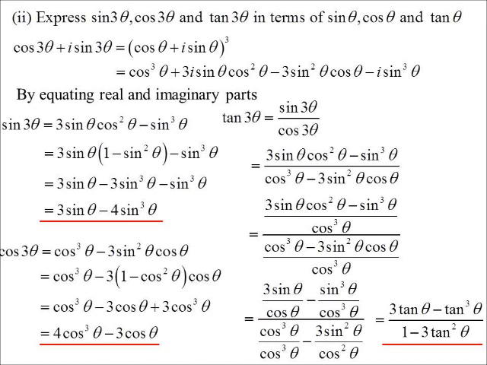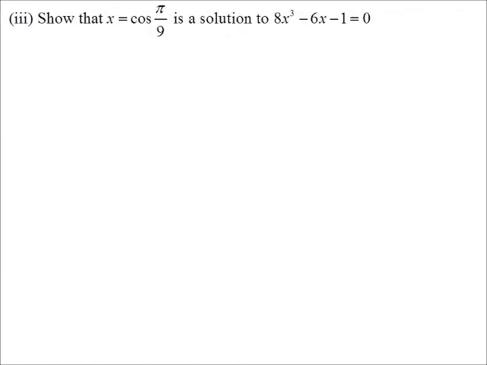Now, we could keep going and do power of 4 and 5, but the idea is basically the same. Okay, another type of question. We're going to show that this is one of the solutions to 8x cubed minus 6x plus 1 equals 0. Now, if we go back to what we just proved, cos 3 theta is 4 cos cubed minus 3 cos. So just look at that pattern. 4 times something cubed minus 3 times something to the power of 1.